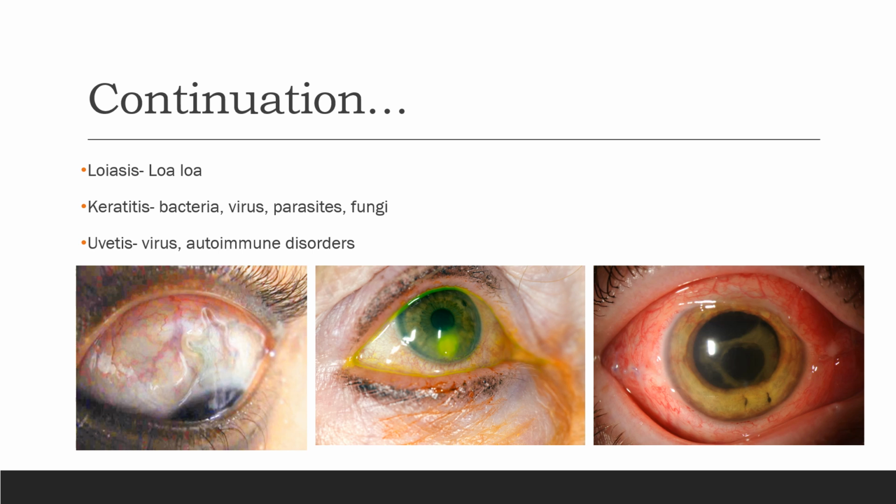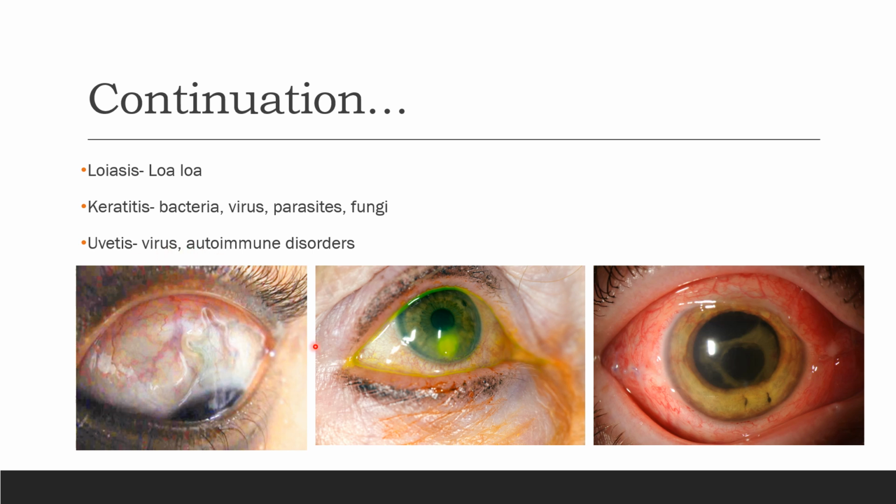Next we'll be seeing about Loiasis. Its causative agent is Loa loa, often known as the African eyeworm. This clinical presentation develops due to the subconjunctival migration of the adult worms. If you can see over here, you can clearly see an eyeworm.